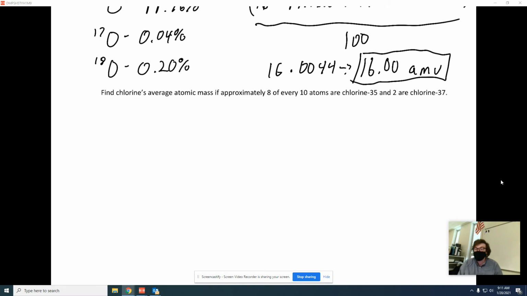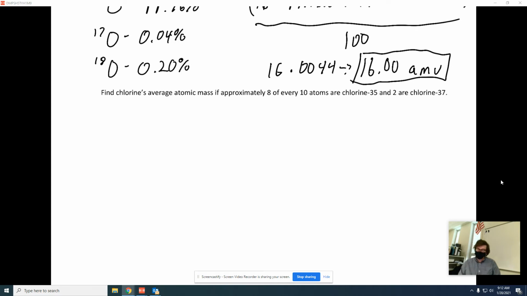We can look at another example. I want you guys to go ahead and pause the video and see if you can work through this example. So find chlorine's average atomic mass if approximately 8 out of every 10 atoms are chlorine-35 and 2 are chlorine-37. Go ahead and pause the video real quick, see if you can get this one started and solve it. And then after you've tried it, we can go back through it together. So I'll give you a second to pause.